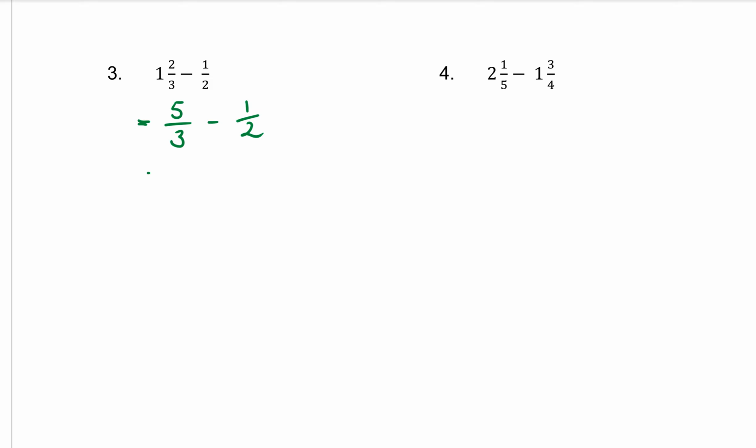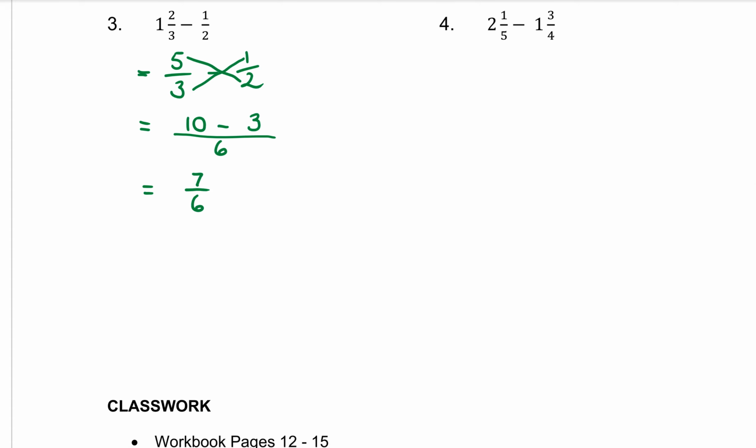We want to make one big fraction. We do 3 times 2, which is 6 for the bottom number. Timesing diagonally. 5 times 2 is 10, minus, times the other way. 1 times 3 is 3. Subtracting the top. 10 take away 3 is 7 over 6. Because that is an improper fraction, we can change that into a mixed numeral. So 6 goes into 7 once, with a remainder of 1, so that goes over 6.